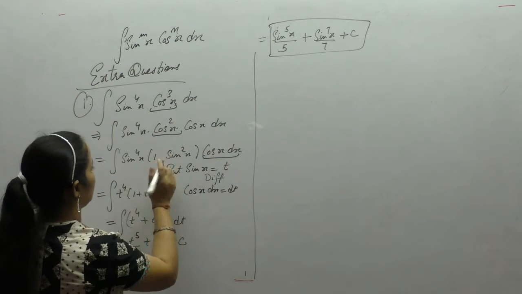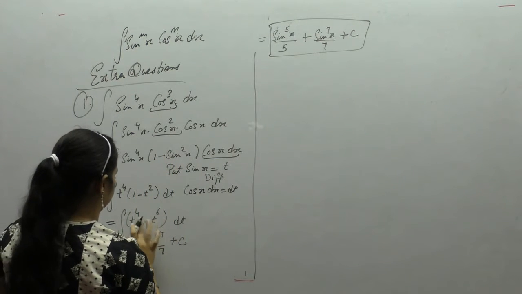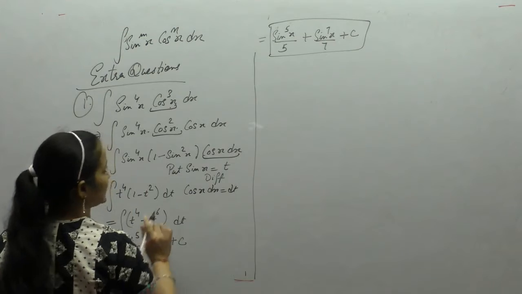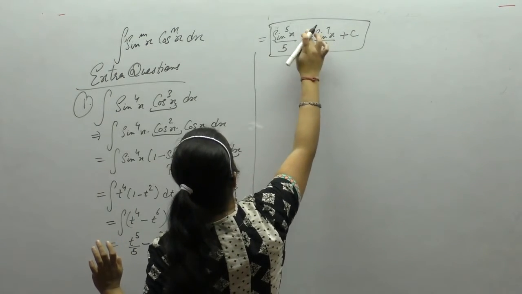Cos square x is 1 minus sin square x, because cos square x plus sin square x is 1. So here we have the minus sign.